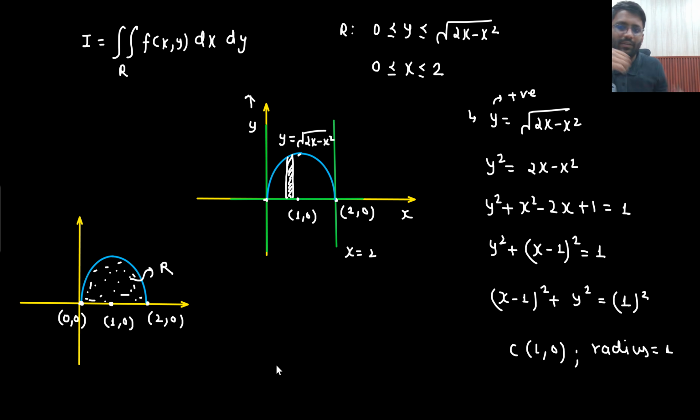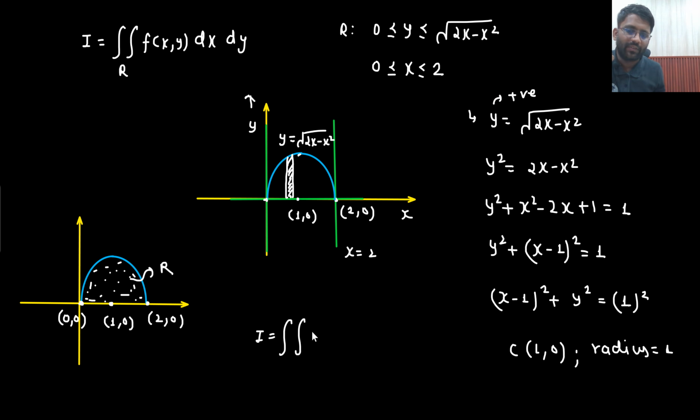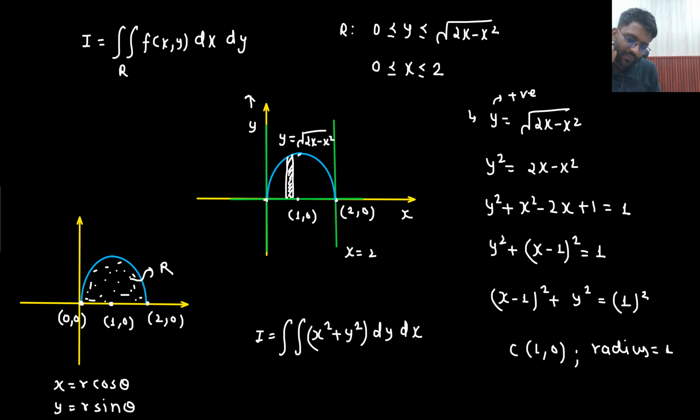How will you do it? What is the integral? The integral is nothing but x square plus y square dy dx. What are you thinking? Sir, if I write x equals r cos theta and y equals r sin theta, is there any problem for me? What is r here?